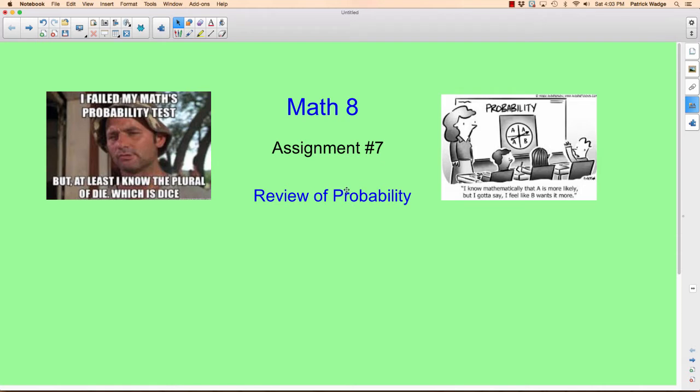And there's actually nothing new to teach you in assignment number 7. We're going to do a review of probability. So the way this is going to work is we're going to do a little bit of review, and then this assignment number 7, this will be due on Friday. So that's on the 8th.